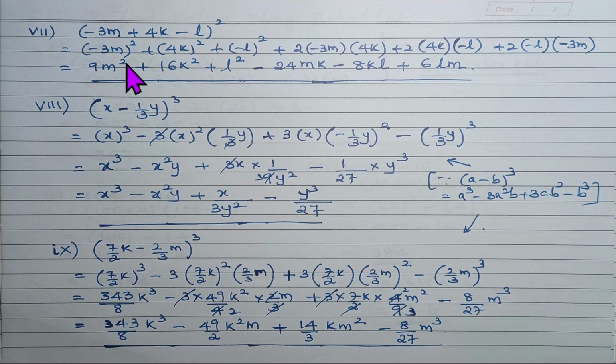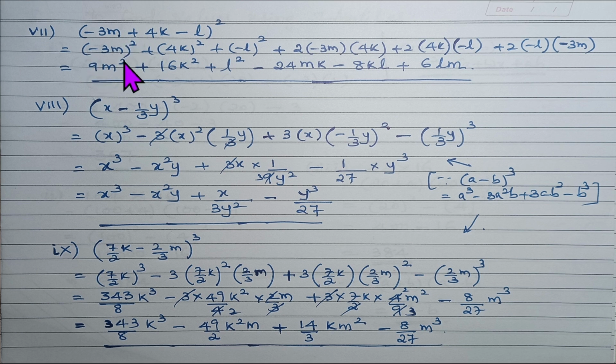Now coming to the next example, it is the (a + b + c)² form. Therefore a is -3m, b is 4k, and c is -l here. So let us put a² is (-3m)², b² is (4k)², c² is (-l)². So a² + b² + c² we got, plus 2ab, 2 into -3m into 4k, 2bc, 2 into 4k into -l, and 2ca will be 2 times -l into -3m.